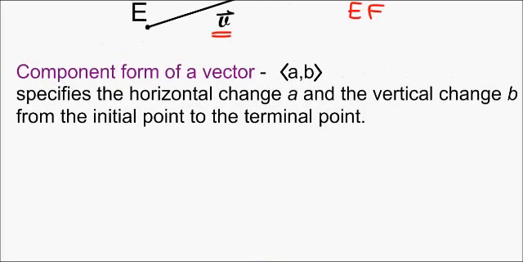The component form of a vector you'll see written like this with the pointy brackets, A comma B. And this specifies the horizontal change A and the vertical change B from the initial point to the terminal point of the vector. You'll see how we use this in just a moment.